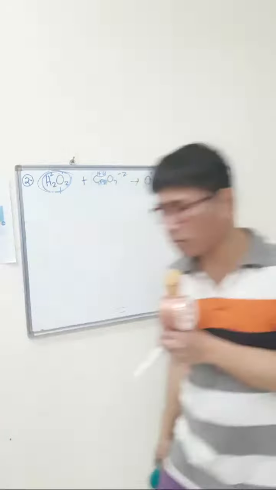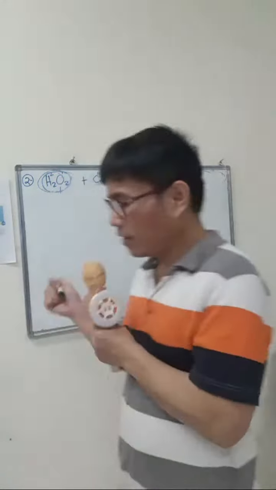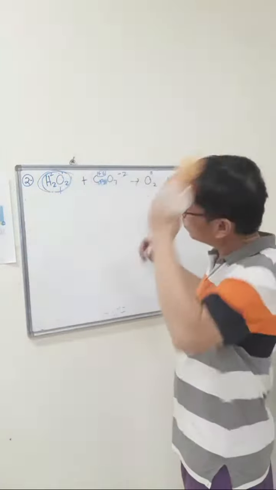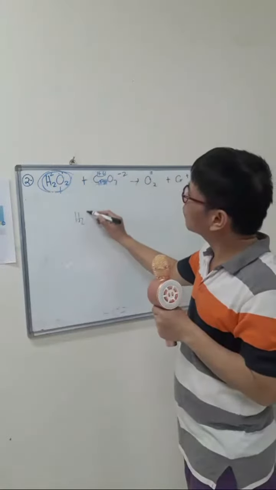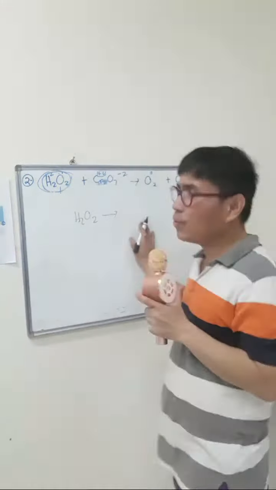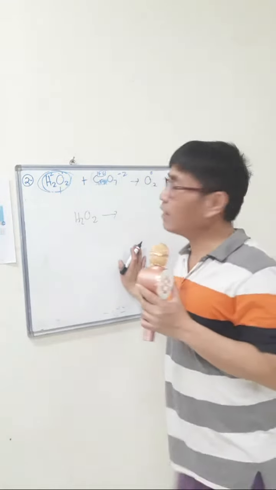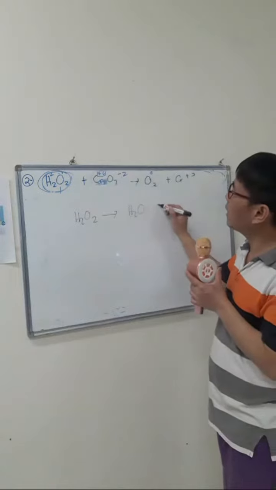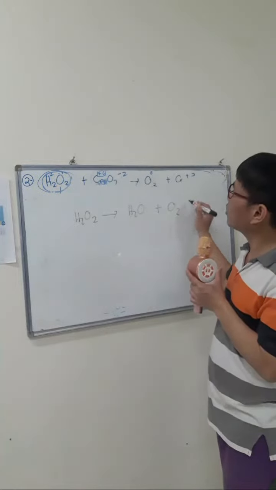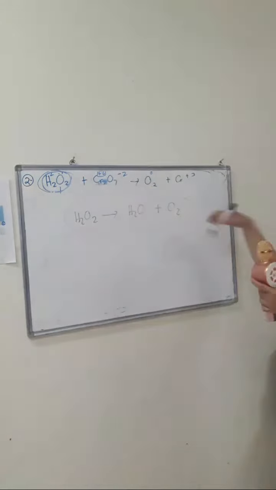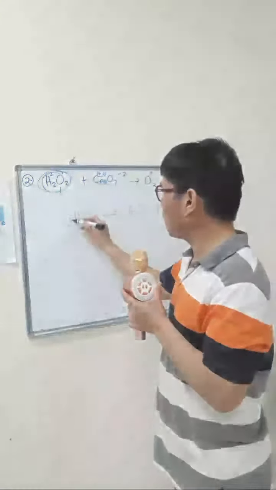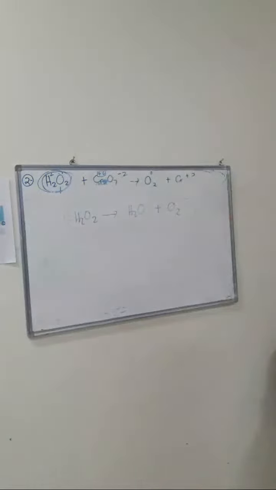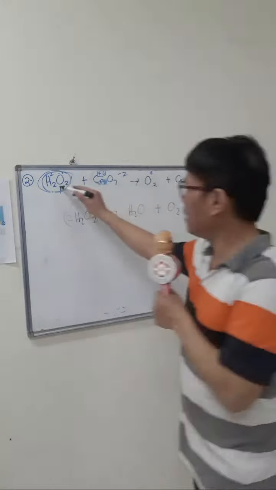See, this is H2O2. The reaction of H2O2 is an irreversible chemical reaction. The products will be water and oxygen gas, right? Then you have to put oxygen and you have to put 2 here. This is the hydrogen peroxide equation.